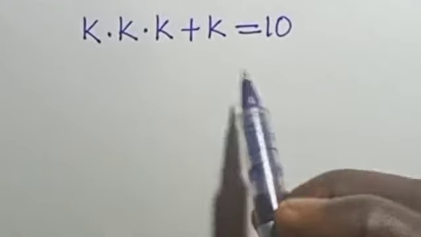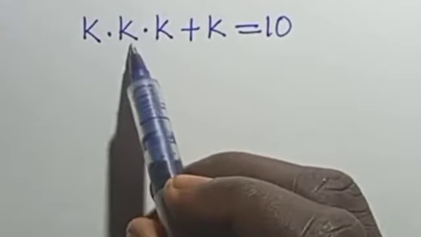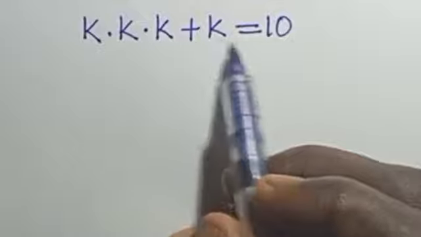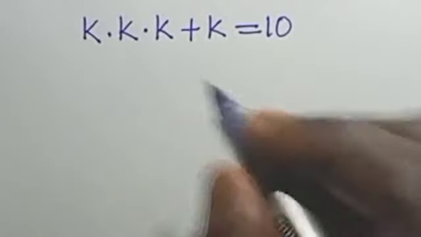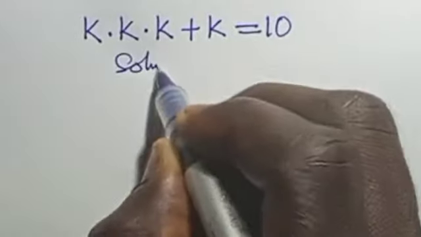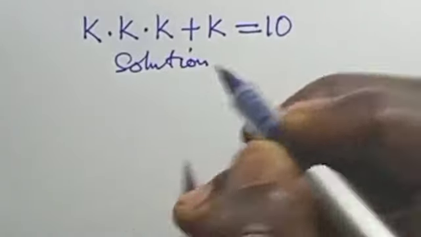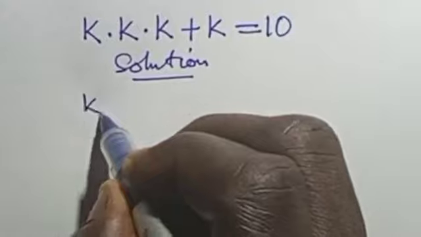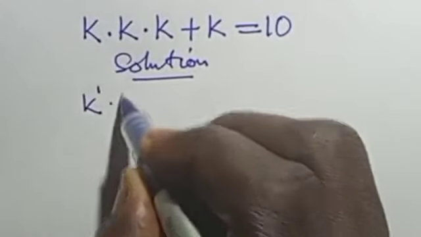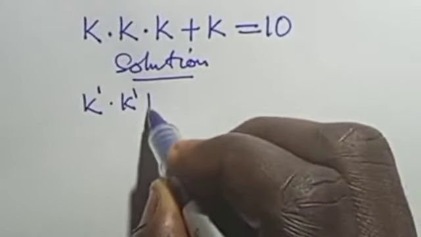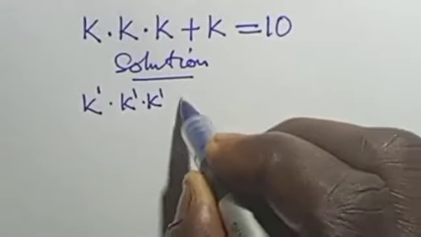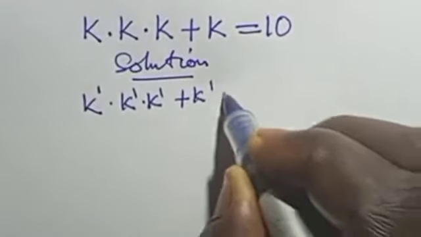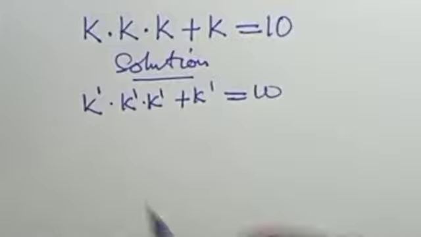So today we're having k times k times k plus k equals 10. So we say, solution: if we have k raised to power 1 times k raised to power 1 times k raised to power 1 plus k, also raised to power 1, equals 10.